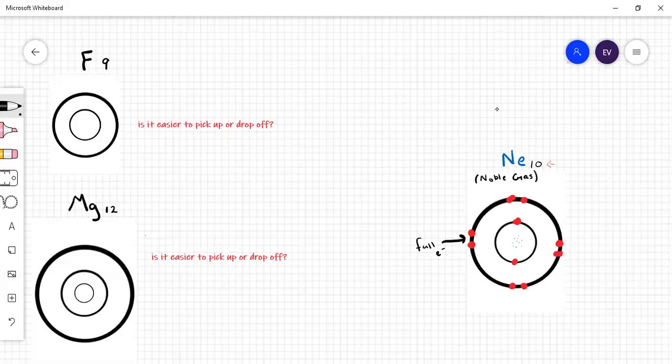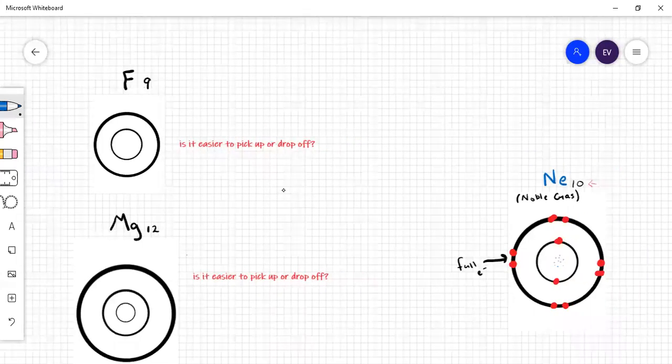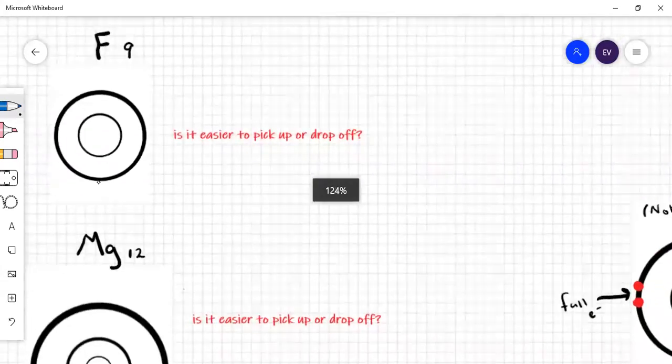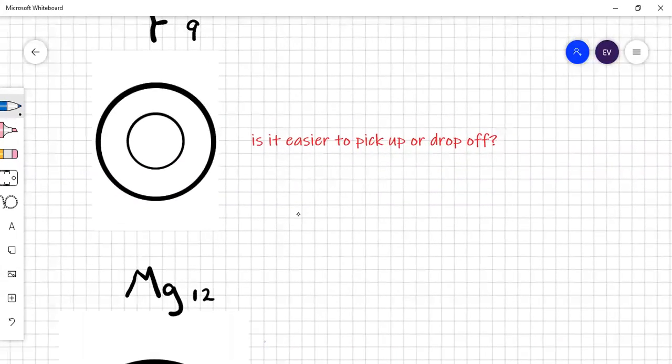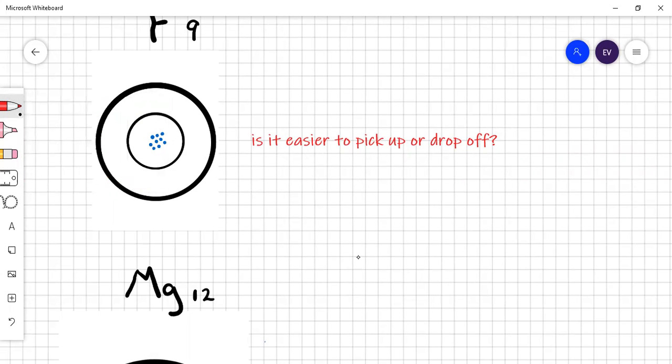Okay, so let's take a look at fluorine. Fluorine has an atomic number of 9. So if I was to zoom in to the nucleus of fluorine, I would see that it has 1, 2, 3, 4, 5, 6, 7, 8, 9 protons. Looking at the electrons, if it has 9 protons, it must have 9 electrons.